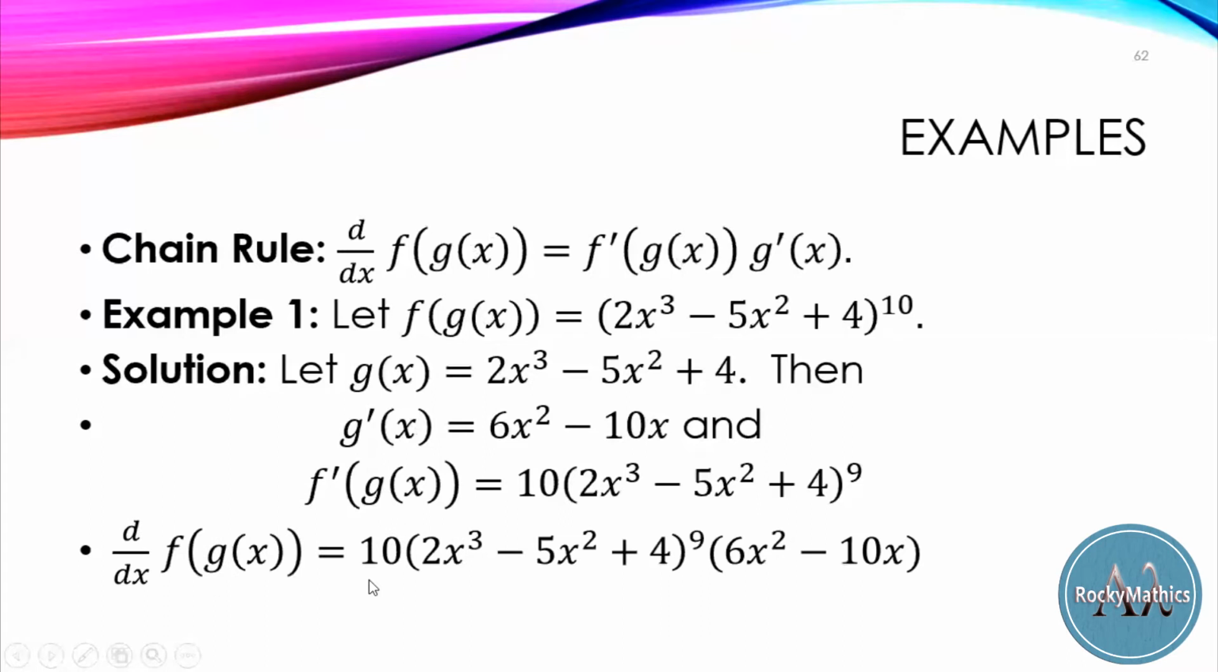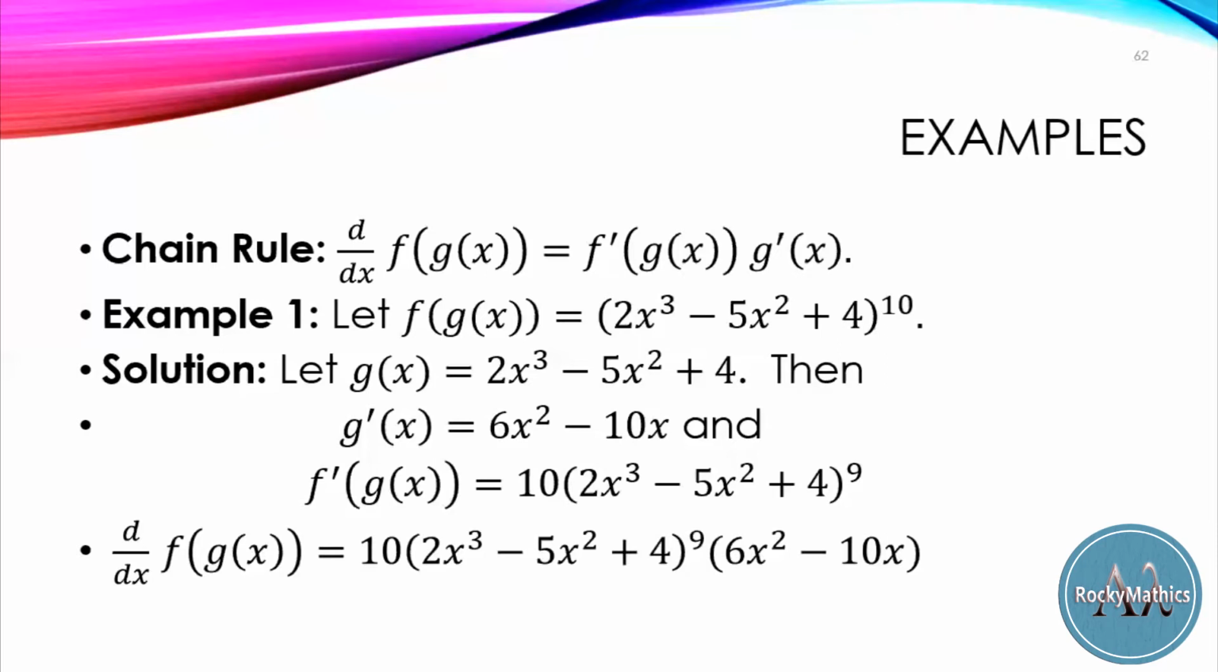Okay, so using the formula above, we have the derivative of f of g of x is equal to f prime of g of x, which is this one, times g prime of x, which is this one. So we have times the quantity 6x squared minus 10x. So this is our final answer. This is the derivative of the composite function given earlier.